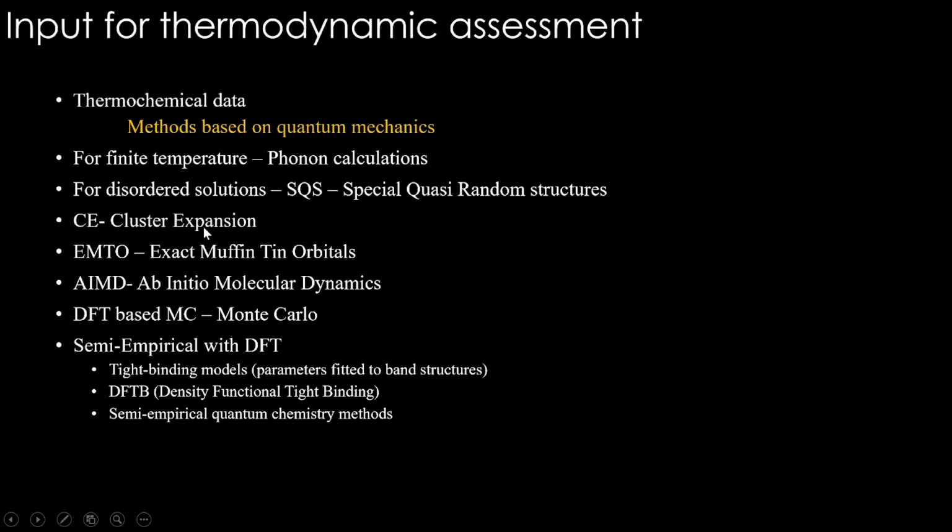Then the cluster expansion method is there, that is also based on quantum mechanics. And then EMTO, exact muffin tin orbitals, AIMD, ab initio molecular dynamics, and then DFT-based Monte Carlo simulations. All of them are used to generate this thermochemical data. And semi-empirical approaches with DFT. Okay, there are some tight binding models, with parameters fitted to band structures, more useful for chemical molecules rather than periodic materials. DFTB, density functional tight binding, semi-empirical quantum chemistry methods. Okay, these are all used for getting the thermochemical data.